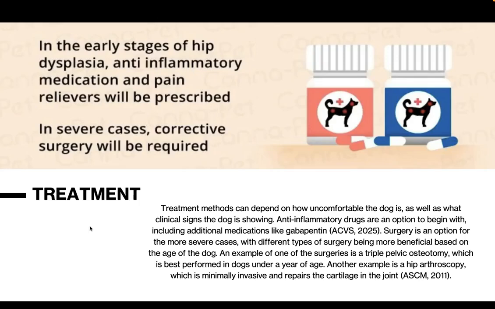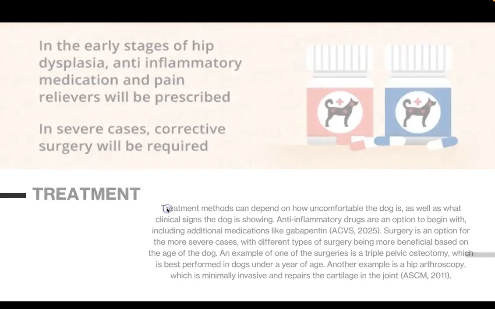An example of one of the surgeries that can be performed is a triple pelvic osteotomy, which is best performed in dogs that are under a year of age. And then there's another example, which is a hip arthroscopy, which is minimally invasive and can repair the cartilage in the joint.